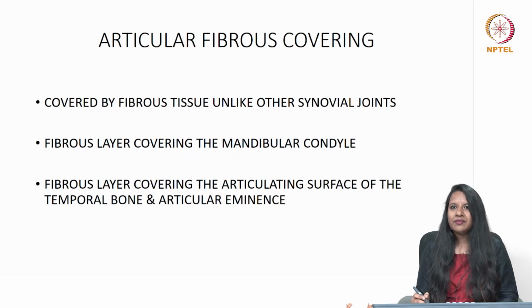Moving to the articular fibrous covering. It is covered by fibrous tissue unlike other synovial joints. There is the fibrous layer covering the mandibular condyle and the fibrous layer covering the articular surface of the temporal bone and articular eminence.